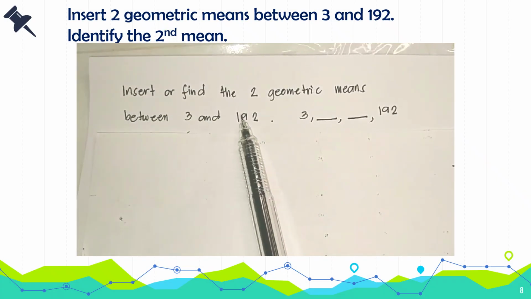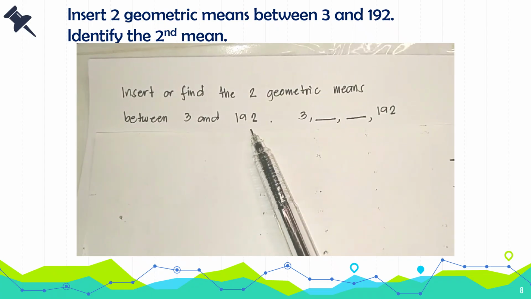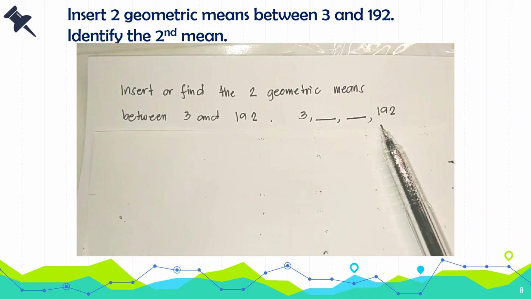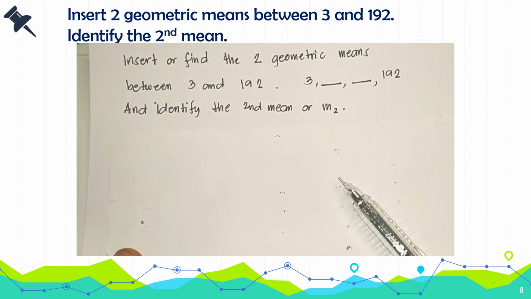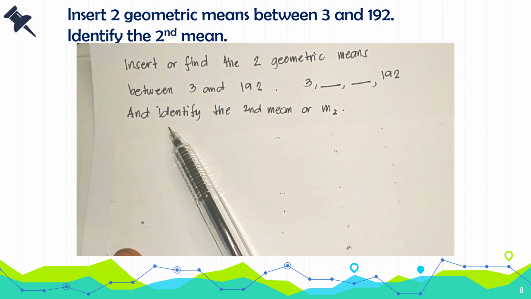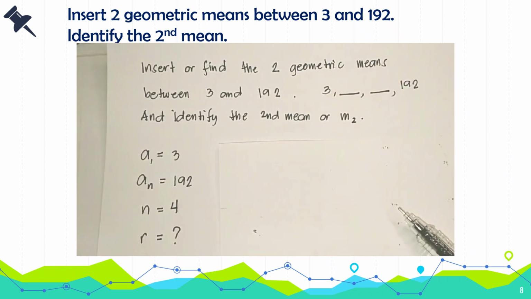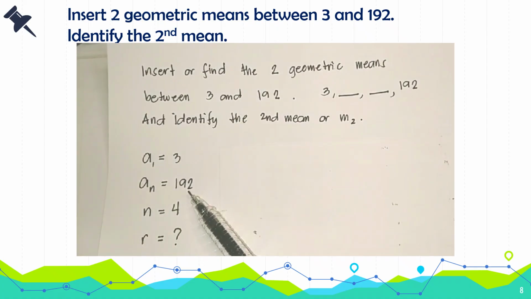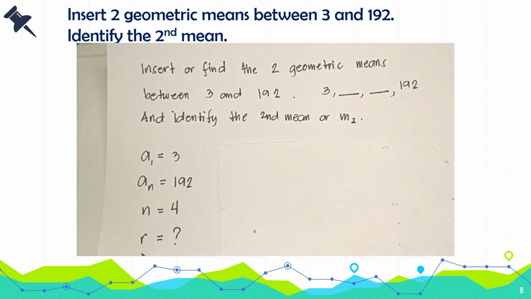Insert or find the two geometric means between 3 and 192. In illustration, we have 3, blank, blank, 192. In this item, after solving, you need to identify the second mean, or m sub 2. Let us first identify the given. Our a sub 1, or the first term, is 3. Our a sub n is 192. There are 4 terms in this given.